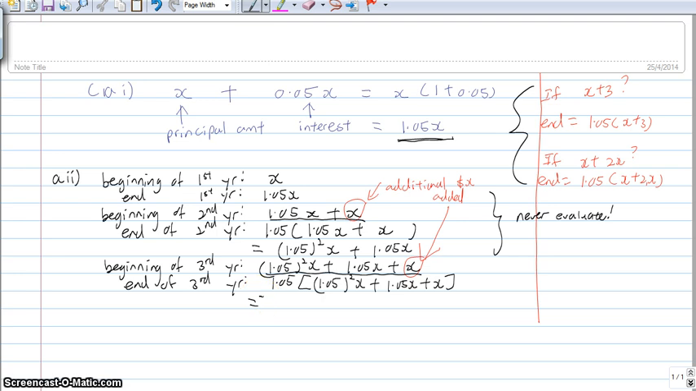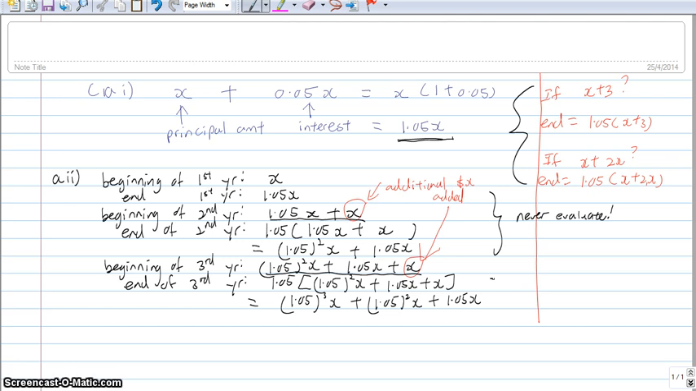So again, I don't evaluate using a calculator, but I simplify. So 1.05 times 1.05 squared will give me 1.05 cubed x, plus 1.05 times 1.05x, so 1.05 squared x, plus 1.05 times x, so 1.05x. Right? So now if you continue to do likewise for the fourth year and the fifth year and the sixth year, you can see a pattern. If you are that fast, you can already deduce the pattern.